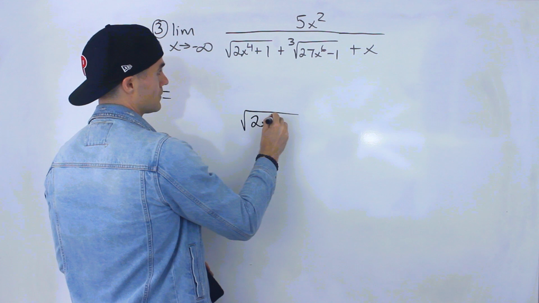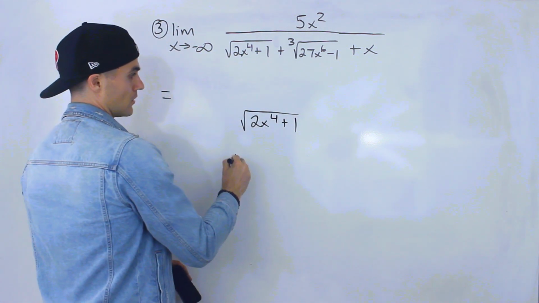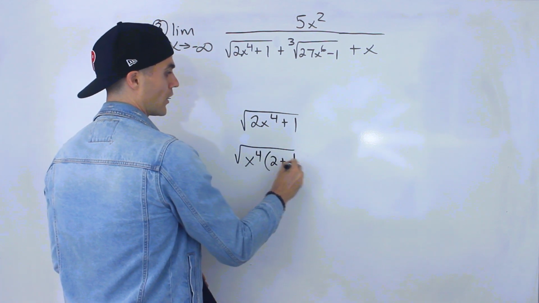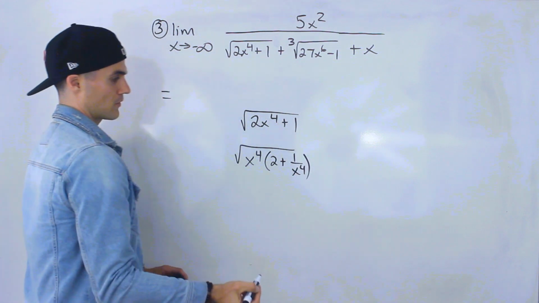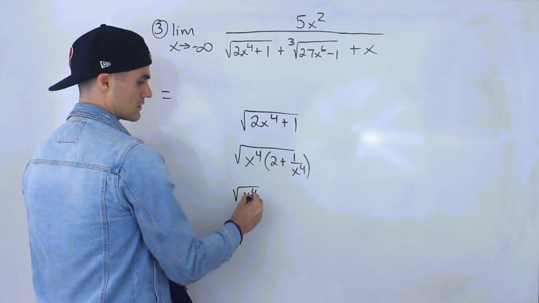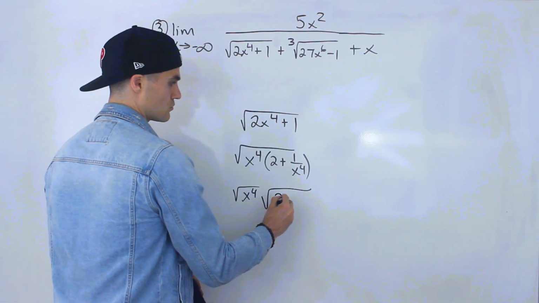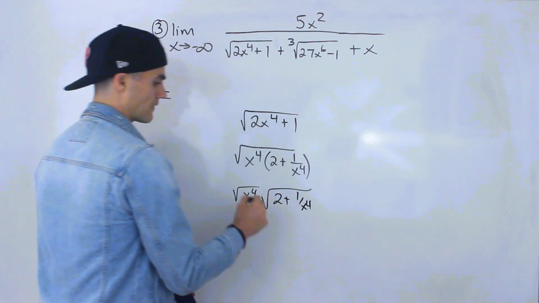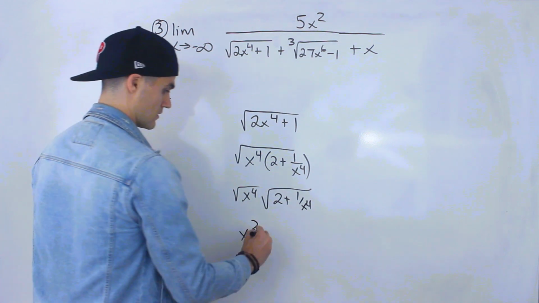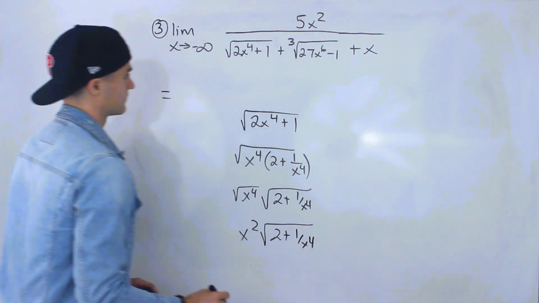So first thing I'm going to do is work with this square root of 2x to the 4 plus 1. Notice that we could take out an x to the 4, so we'd be left with 2 plus 1 over x to the 4. So this and this, exact same thing. Then distribute that square root of x to the 4, and then we got 2 plus 1 over x to the 4. And then the square root of x to the 4 is what? X squared. And then this here we would just leave as is.